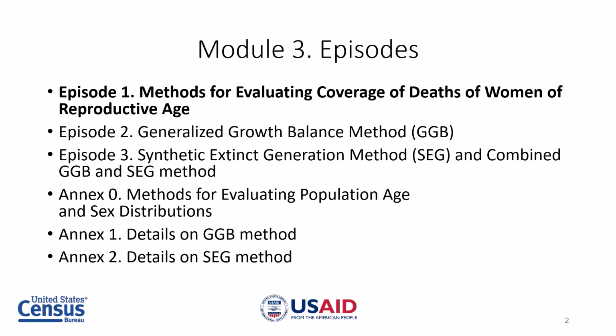In addition to the 3 episodes, there are 3 additional sets of materials available for you. Annex 0 presents methods for evaluating population, age, and sex distributions. Annex 1 contains detailed information on the GGB method, and Annex 2 covers the SEG method.